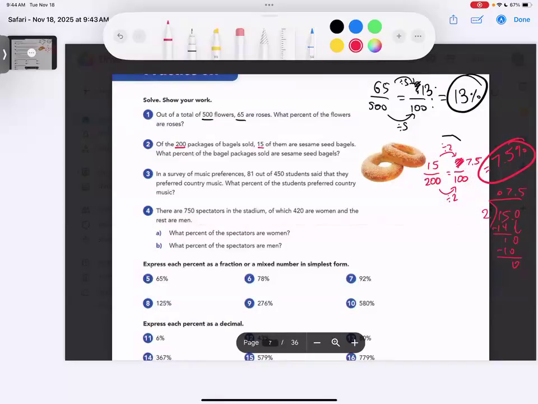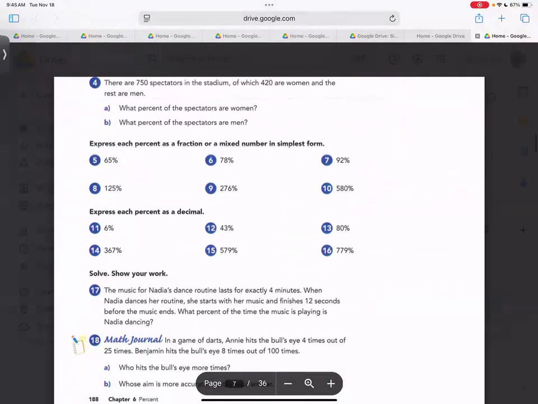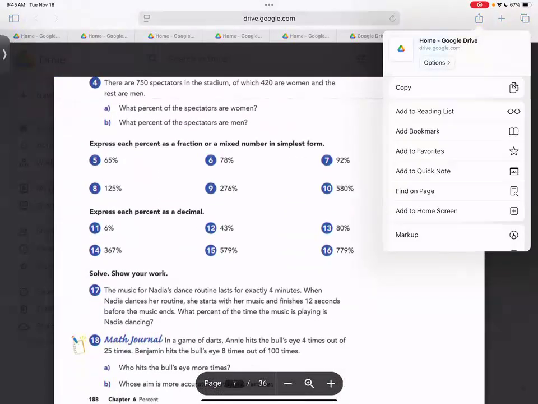So next one, number 3 for your honors. In a survey of music preferences, 81 out of 450 students said they preferred country. So it's 81 out of 450. You need to figure out how many percent, how many out of 100, okay? I'm not going to help you out for the honors problem because I'm pretty sure that if you're an honors student, you know how to solve that.